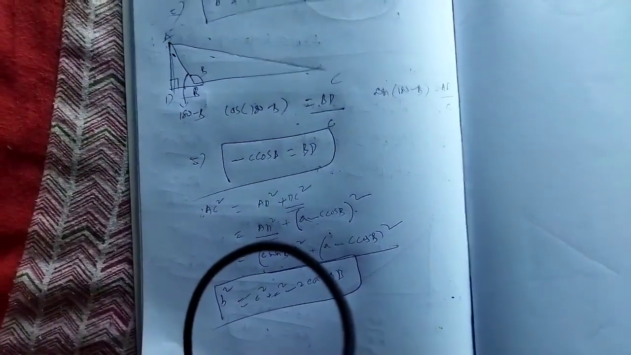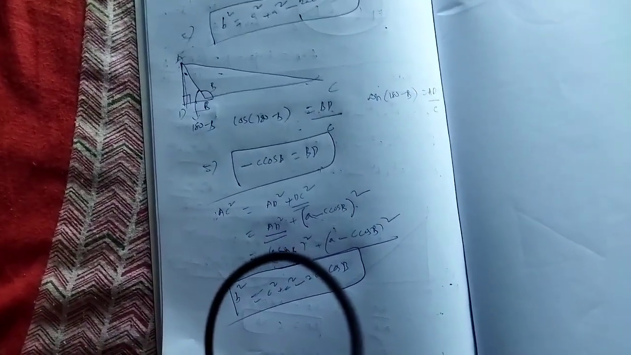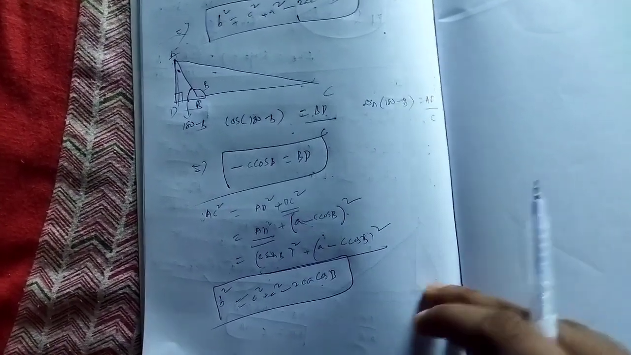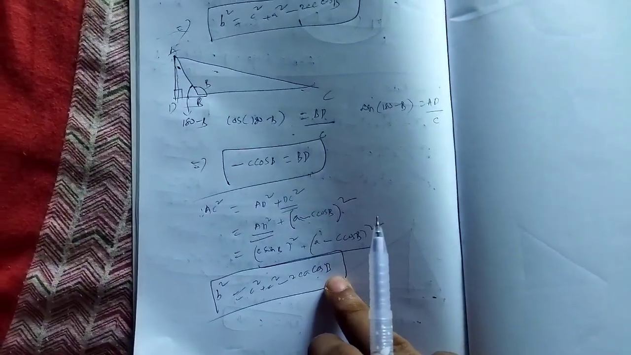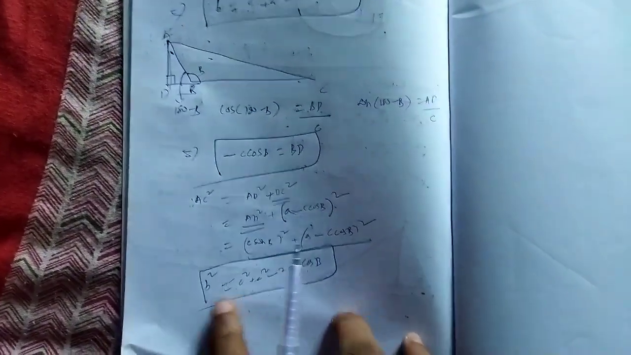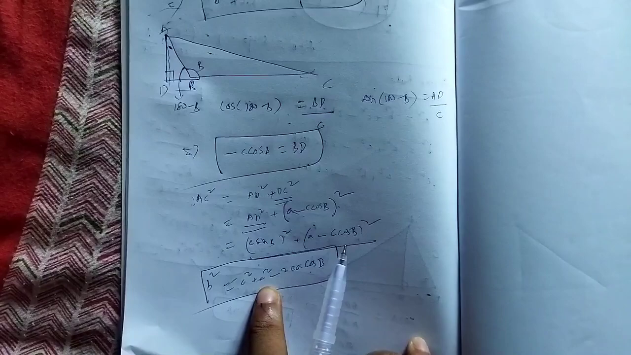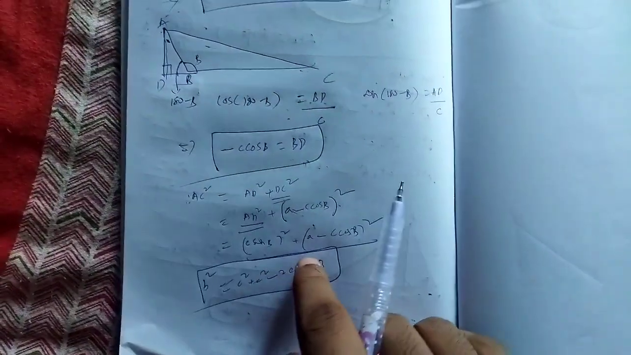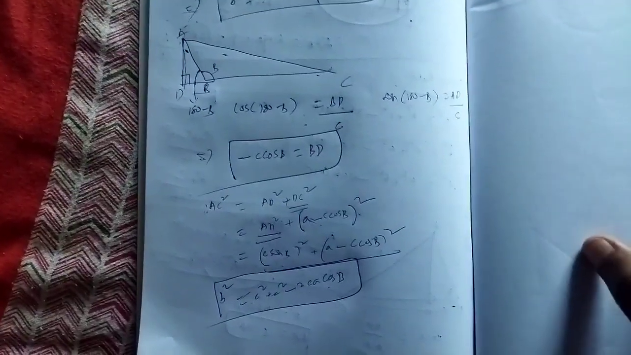And we can also prove it in a right angle triangle. In a right angle triangle, if B equals 0, then it will be b square equals c square plus a square, which is true and nothing but the Pythagoras theorem, right? Let us discuss some more.